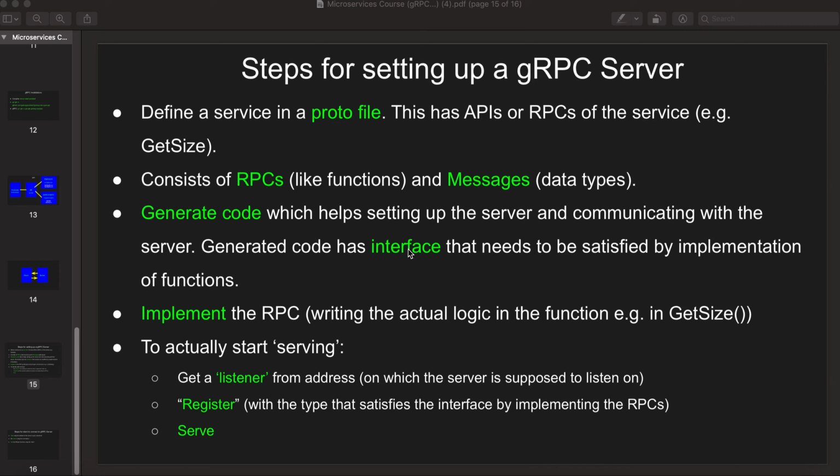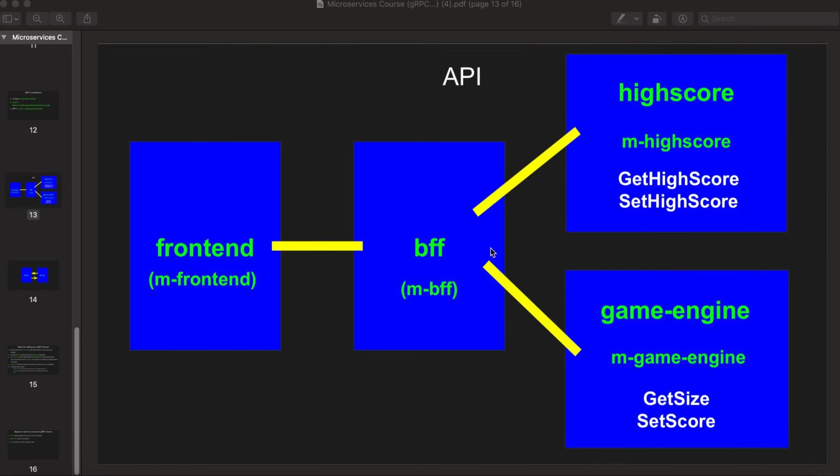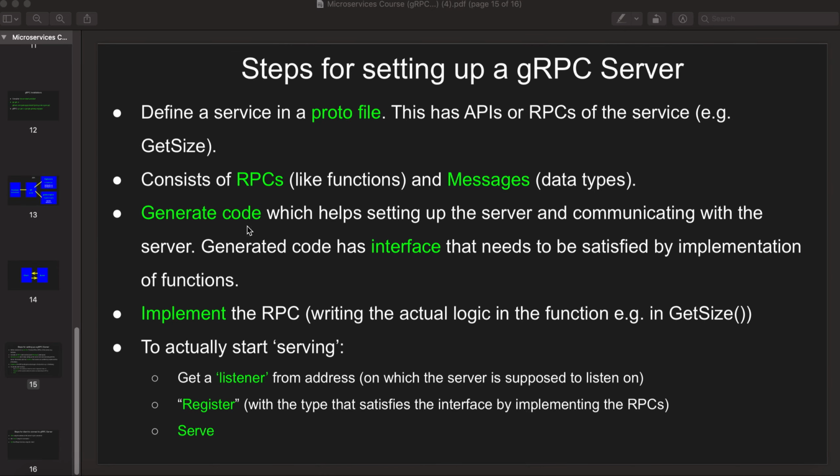So in our case, the interfaces would be basically the functions which I showed you before, which are these four functions, and the interfaces will include these functions, and you'll have to implement these functions to satisfy that interface. So once you have generated the code, you have to actually implement the RPCs. For example, writing the actual logic of get size or set score or the other functions I showed you.